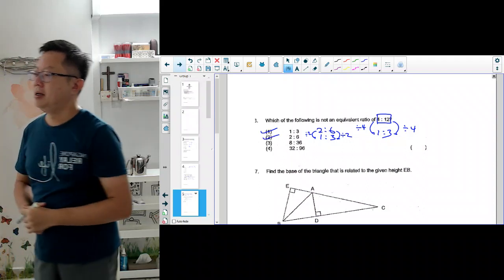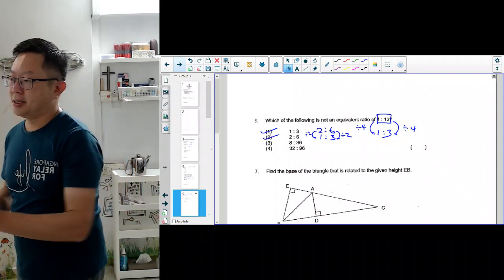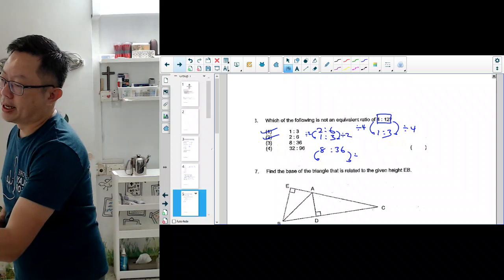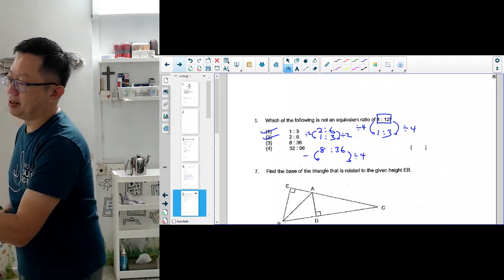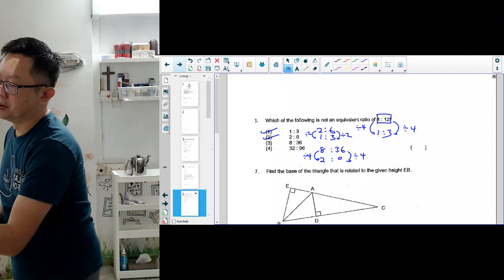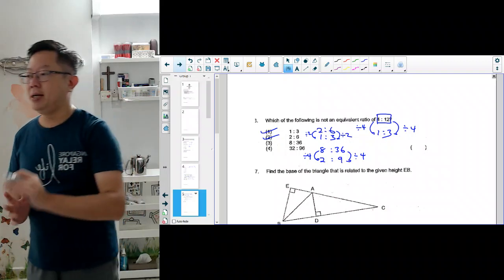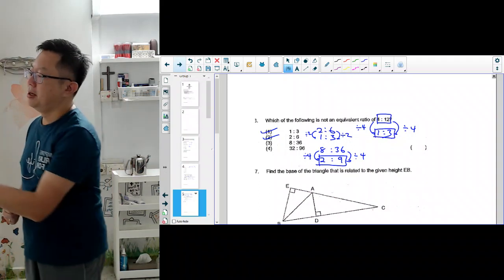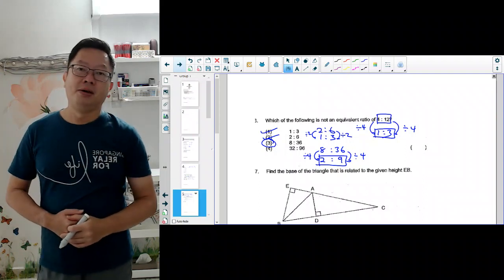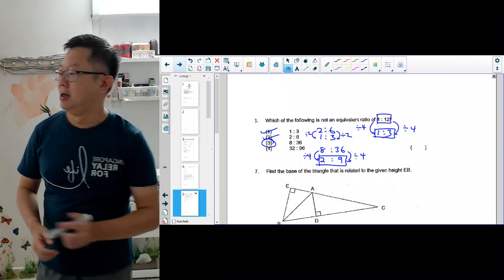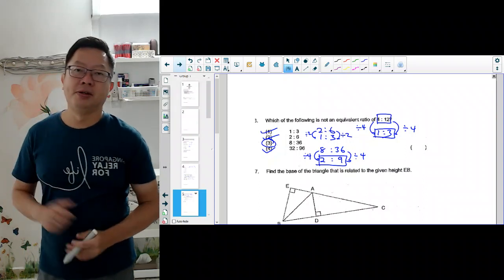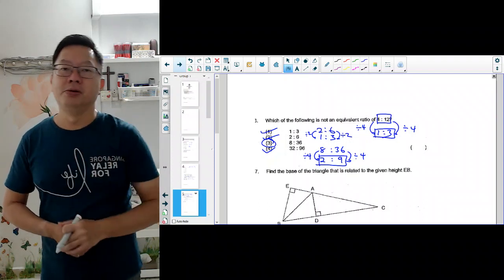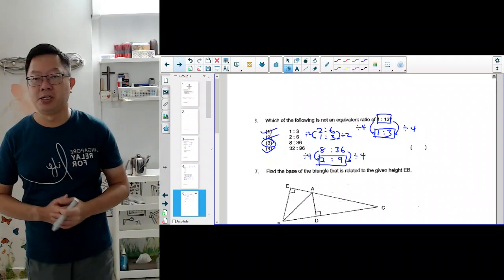So that's equivalent. How about 8 is to 36? So 8 is to 36, if you simplify, you divide by 4 and divide by 4, and you get 2 is to 9, which is not 1 is to 3. So you compare the simplest form, and you can see that they are not the same. So your number 3 will be the one that is not equivalent. Alright, and of course, we do have to look at number 4. Number 4 will be equivalent. So the lesson here for this question is to get the ratio in the simplest form, and use that to test whether all the other ratios are equivalent.